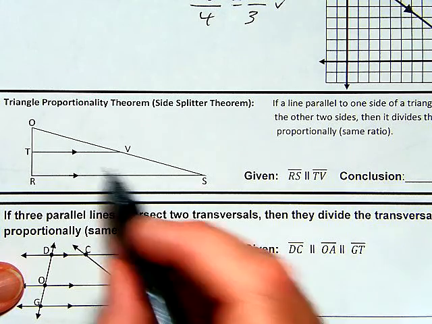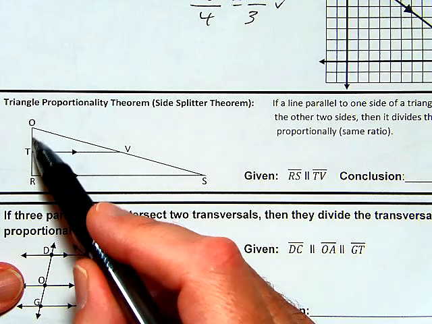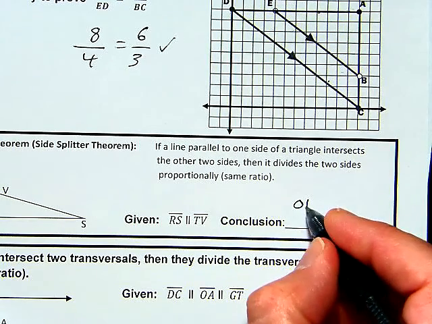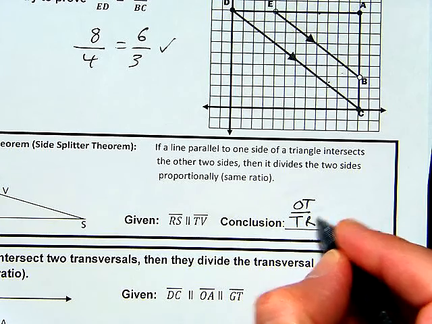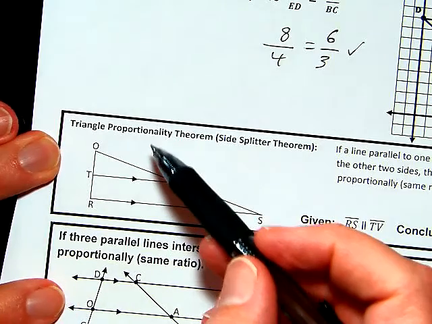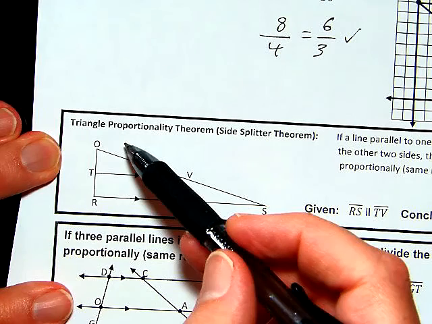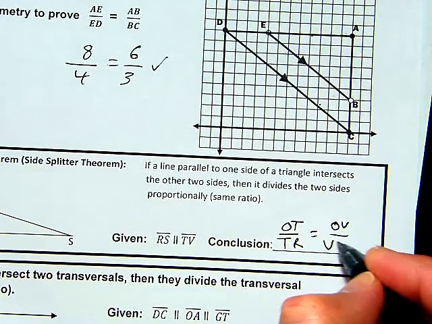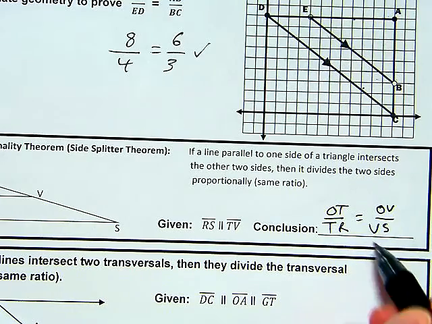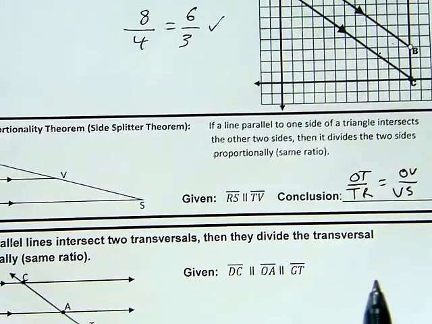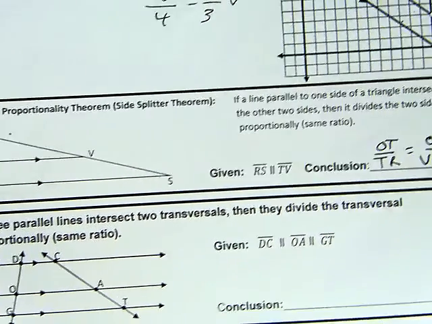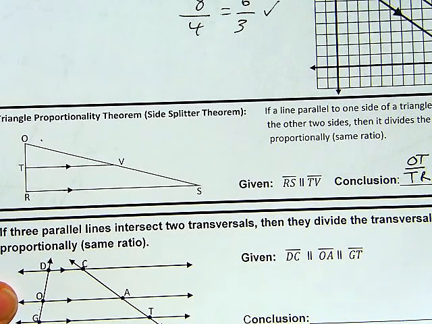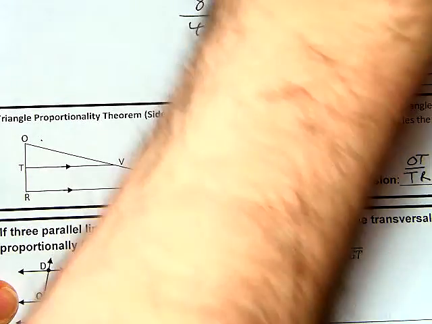OS. So we have that the ratio of OT to TR is equal to the ratio of OV to VS. Notice I've written these in measure form because we're talking about the length. And that is true for all triangles. And we're going to be applying that formula in just a moment.